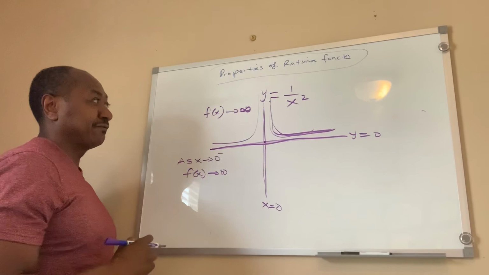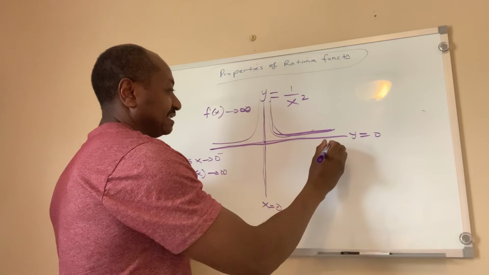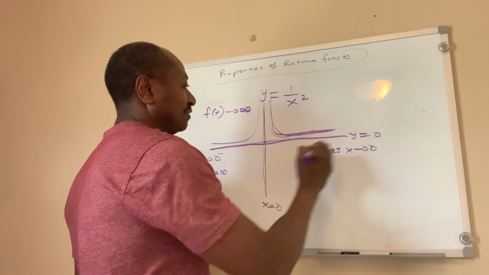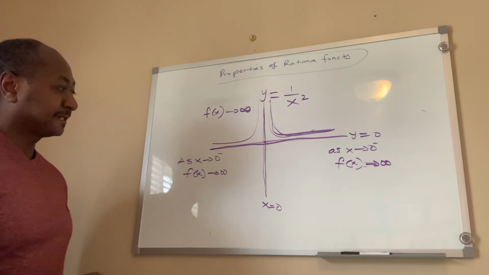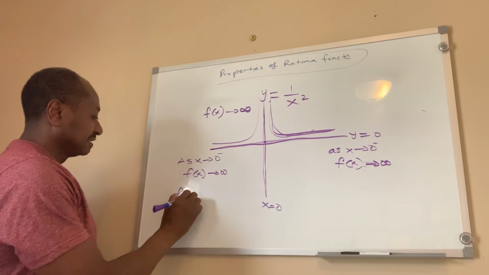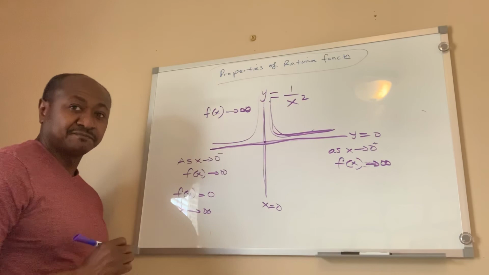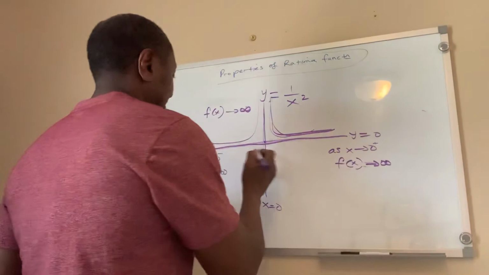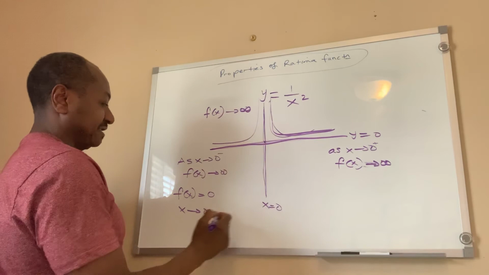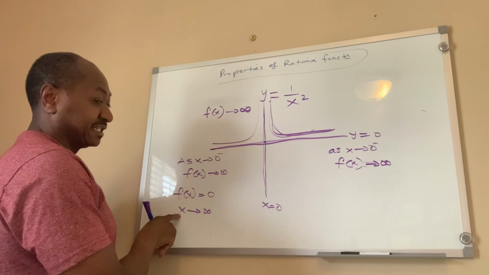Here again, you say as x approaches zero from the right, f of x also approaches positive infinity. Or on the other hand, you can also say as f of x approaches zero, x approaches infinity. Because f of x approaches what? This value here, zero. If f of x approaches zero, then x approaches what? Infinity. So this is something that you can see in your book.